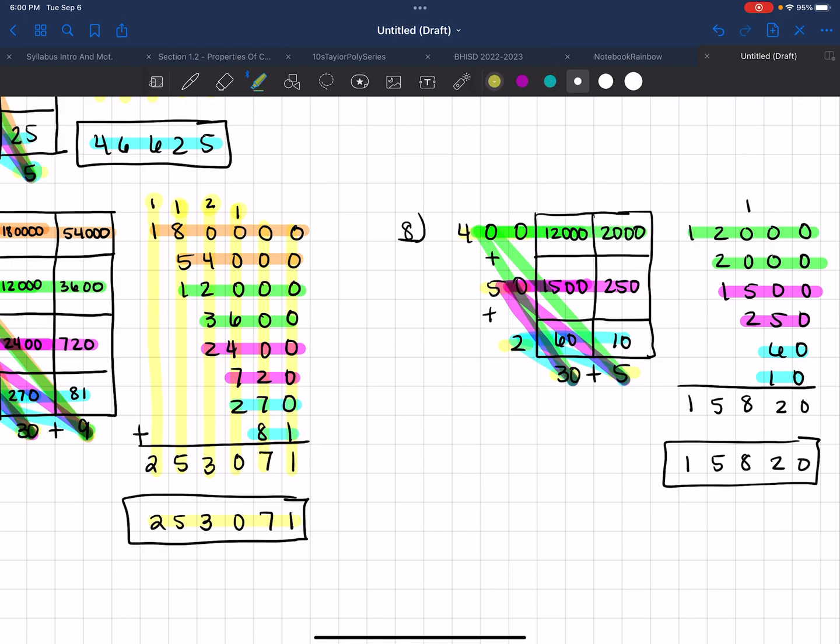Now we can add those columns up. All those zeros just make 0. We've got zeros, and then we've got 5 plus 6 is 11, and 1 more is 12. Then I carry that 1, and then I've got 1 plus 5 plus 2 is 8. 2, 2, and 1 gives me 5, and bring down the 1 because he's all by himself. That'll give me 15,820 for number 8.